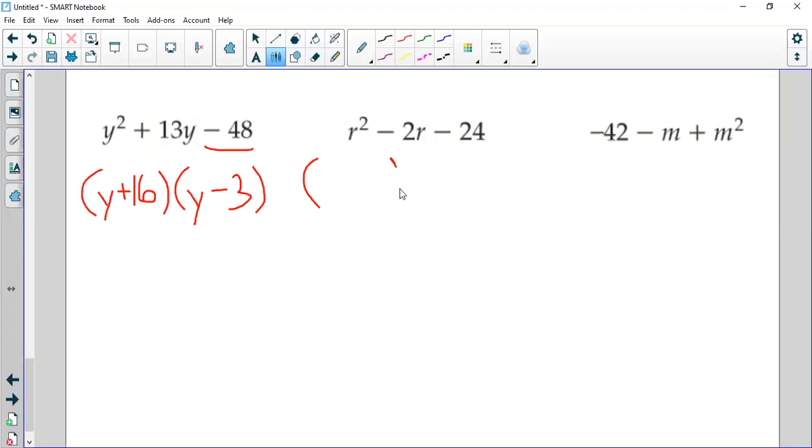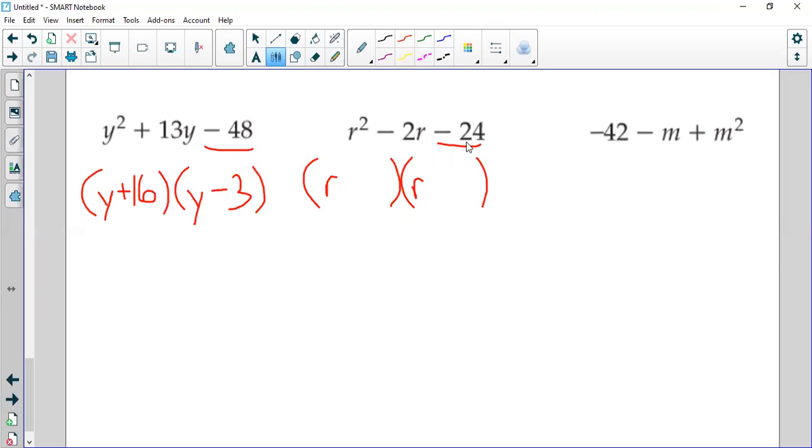All right, let's take a look at the next one. r squared minus 2r minus 24. I have a negative C term. That means I'm going to be subtracting to make 2. In this case, actually, negative 2. I'm going to fill in my firsts. They're r's.